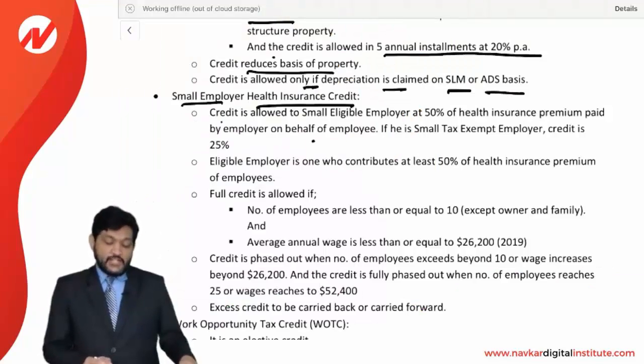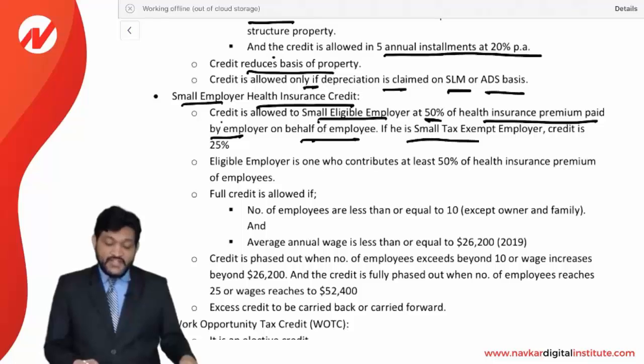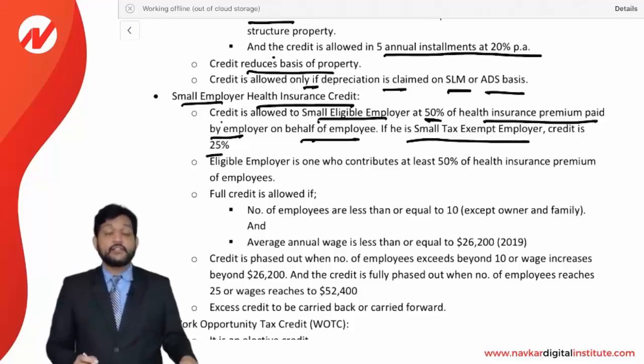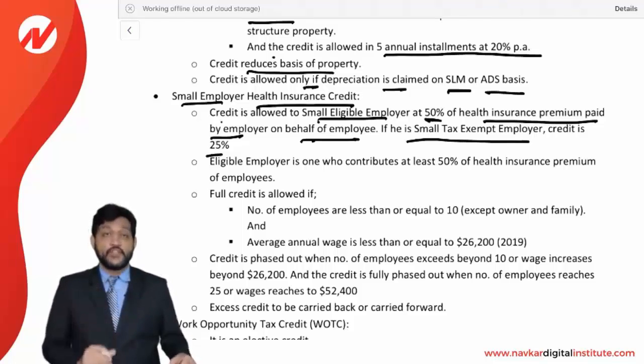So the credit is allowed to a small eligible employer at 50% of the health insurance premium paid by the employer on behalf of the employee. If he is a small tax exempt employer, the credit is at 25%. Normally a 50% credit is allowed on whatever health insurance premium has been paid by the employer on behalf of the employee, and if he is a small tax exempt employer, then the credit will be 25%.